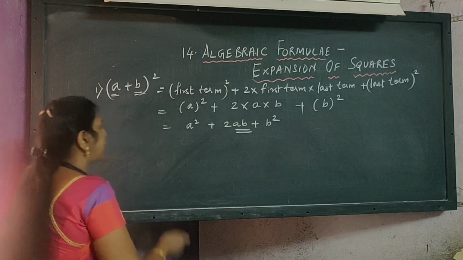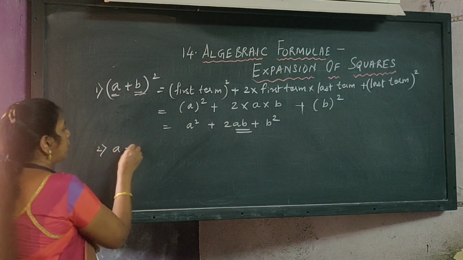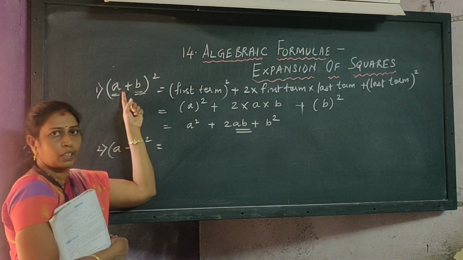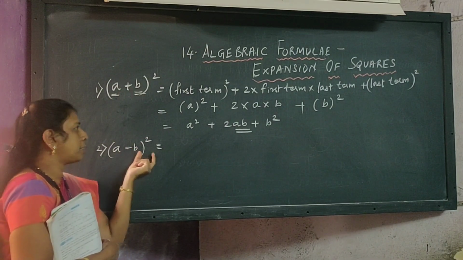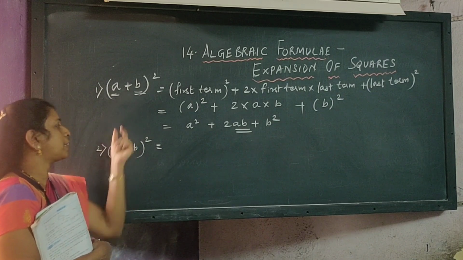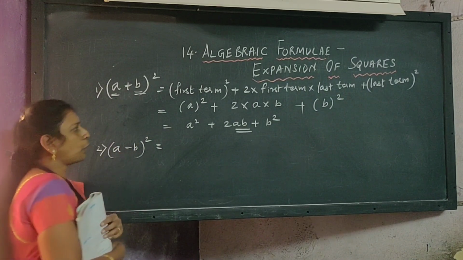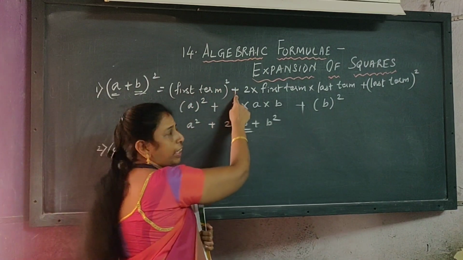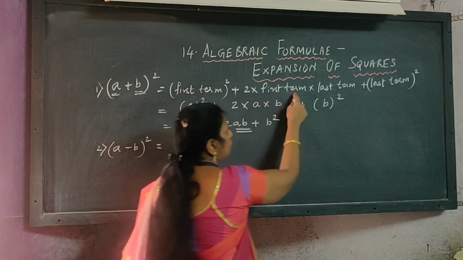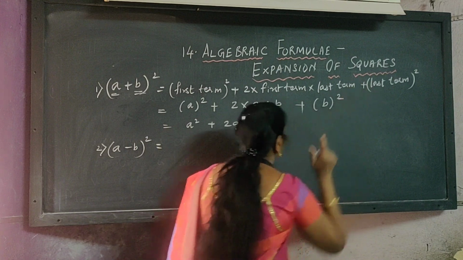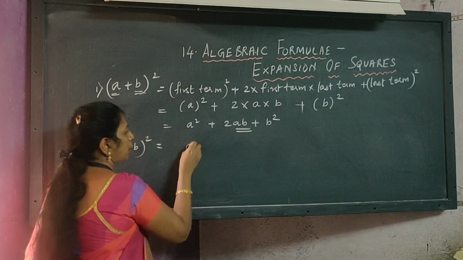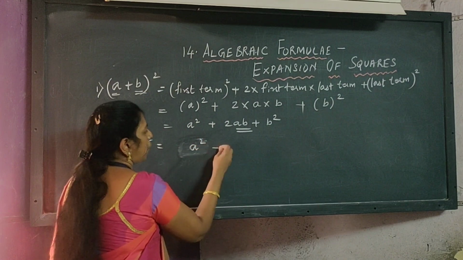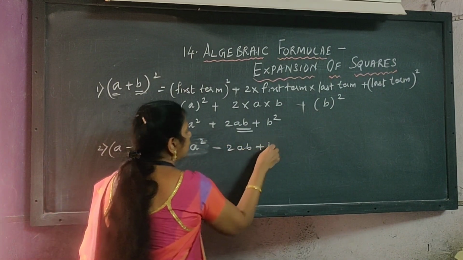One more formula, that is (a minus b) the whole square. Here that is (a plus b) the whole square, here (a minus b) the whole square. In the place of plus, here that is minus. So you will write the same way. First term square, here instead of plus we will write minus 2 into first term into last term, plus last term square. So you will get the formula a square minus 2ab plus b square.